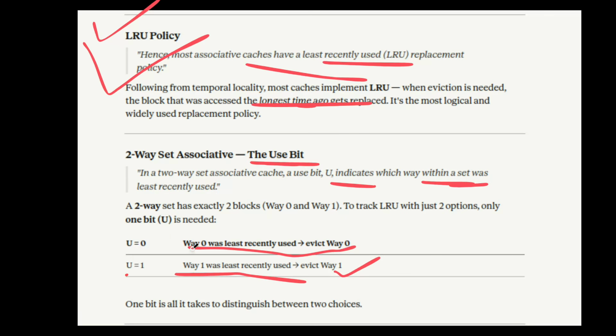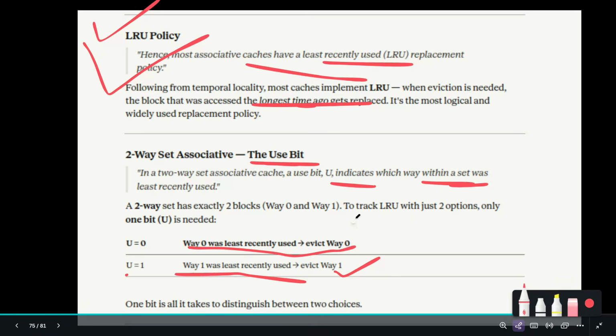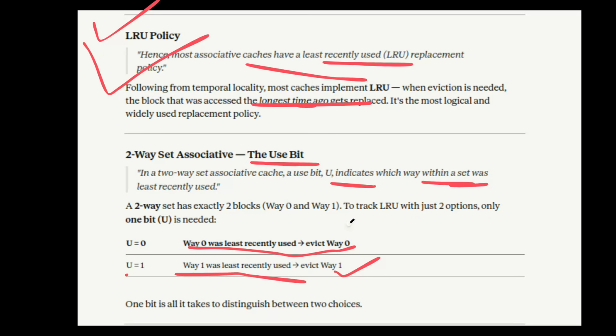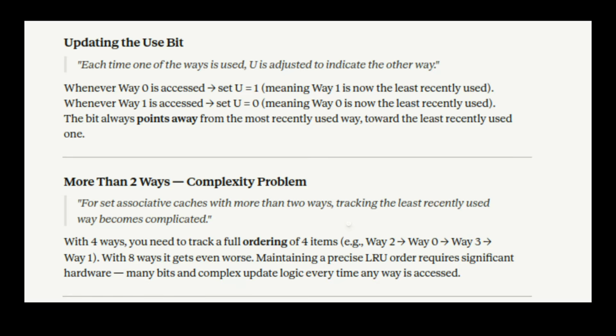And U equal to 0 means way 0 was least recently used, so evict way 0. Whenever way 0 is accessed, we update the use bit. We set U equal to 1, meaning way 1 is now least recently used. Whenever way 1 is accessed, we set U equal to 0, meaning way 0 is least recently used.